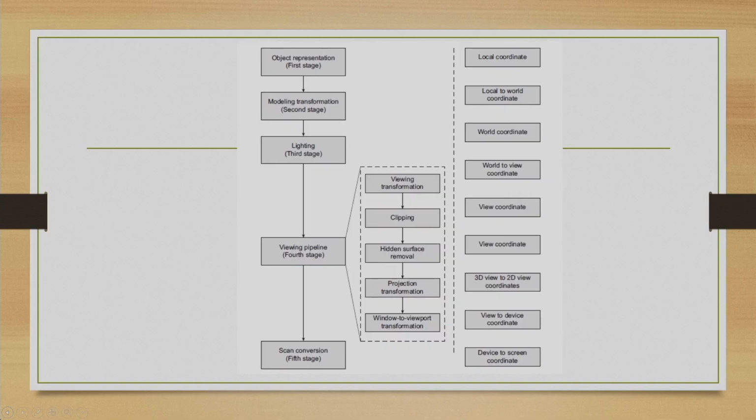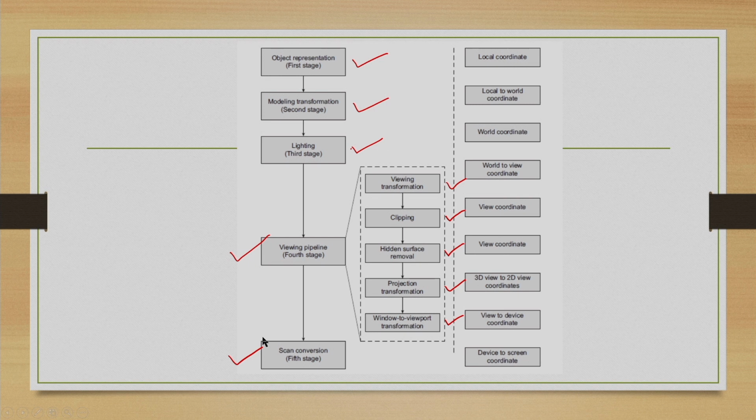So, there are 5 stages. First stage is object representation, second stage is modeling transformation, third stage is lighting or coloring, fourth stage is viewing pipeline, which itself consists of few substages, 5 substages mainly: viewing transformation, clipping, hidden surface removal, projection transformation and window to viewport transformation, and the last stage is scan conversion.